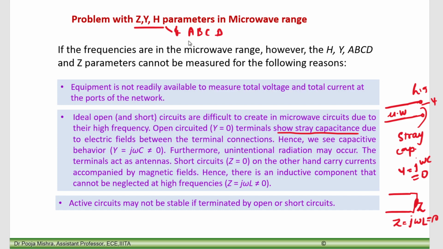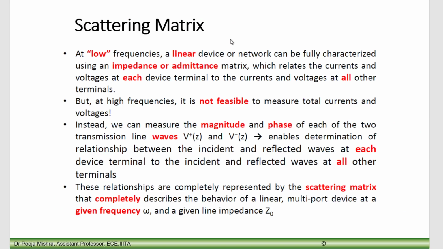So we need to use a different kind of parameter for analyzing the network behavior in the microwave range. These parameters are scattering parameters, or the scattering matrix. In the scattering matrix, we do not use total voltages and currents at the terminals at all, because they are not feasible to measure at microwave frequency.